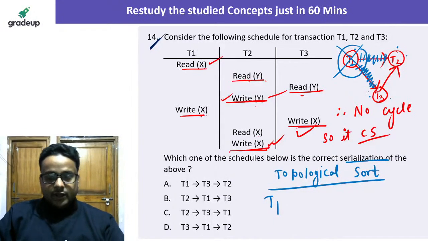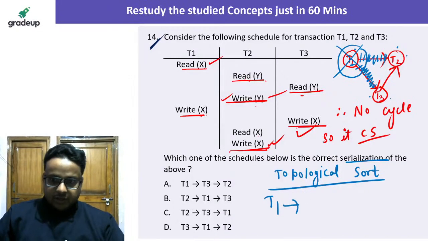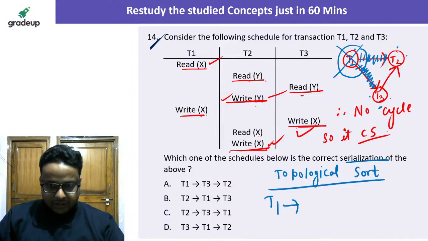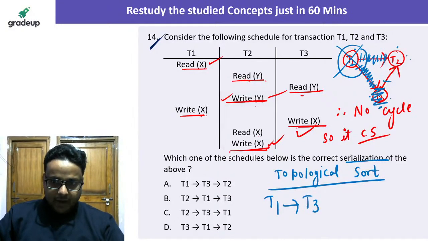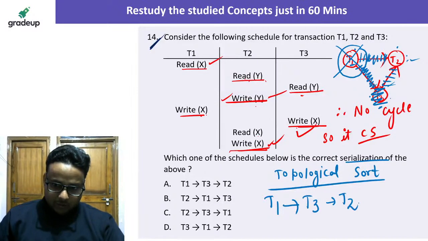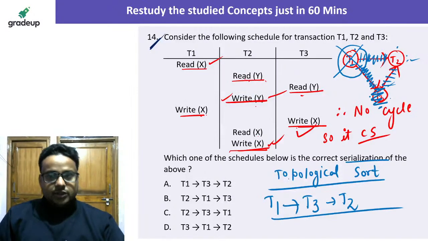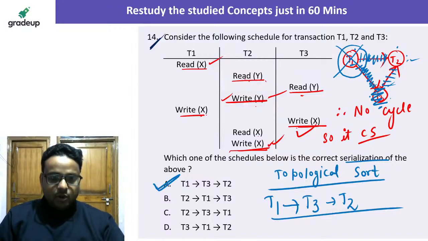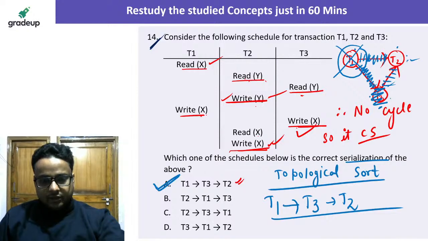and also the corresponding edges like this one and this one we have to remove. Now after T1, the transaction with no incoming edge is T3, so we'll take T3, and now T3 will be removed and its edges. Now the remaining is T2. So after T3, T2 will be there. So this will be the serialization of the schedule: T1, T3, T2. So the answer of this question will be option number A. I hope now it is clear, everyone.